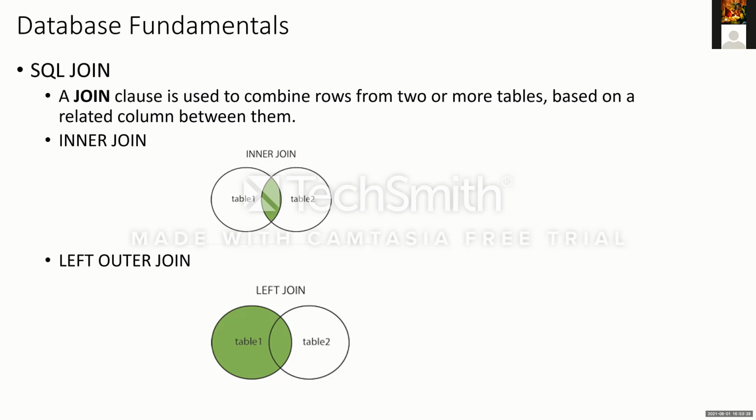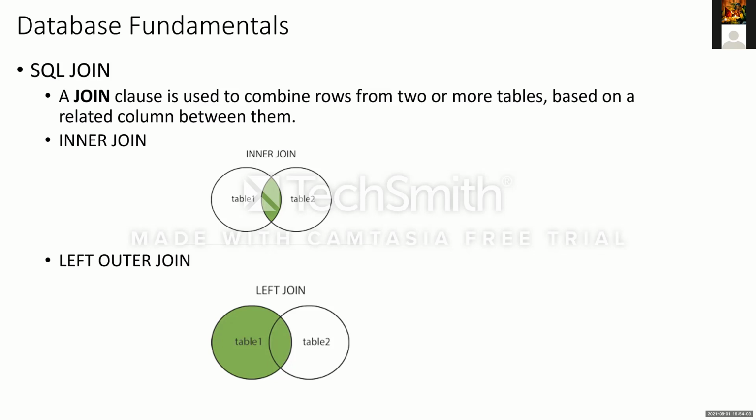Suppose record 1 has 10 rows: employees R1, R2, R3, R4, R5, R6, R7, R8, R9, R10 with their respective hire dates. Record 2 has only 5 employees, R1, R2, R3, R4, R5, with respective first name and last name. With an inner join, you will have only 5 rows because those are common. Are you getting me? Yeah.